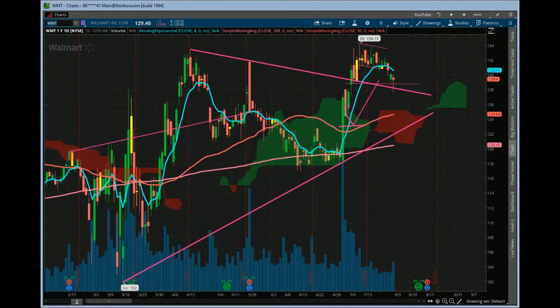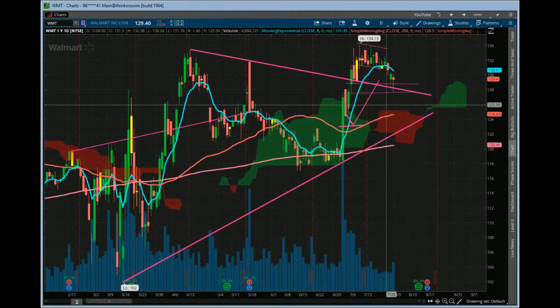Walmart has been pretty weak right here, but they do keep putting in lower shadows right at those other lower shadows. A breakdown below Friday's low could potentially give it a move down to the cloud, so we'll see how that goes as well.